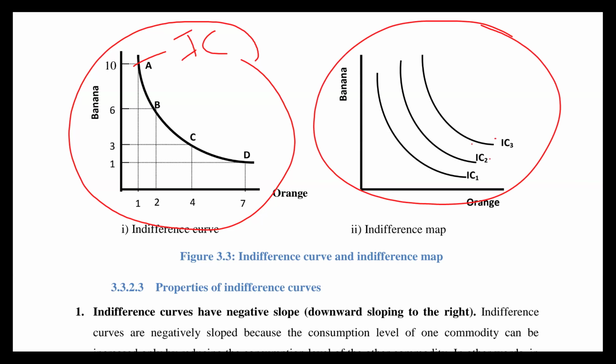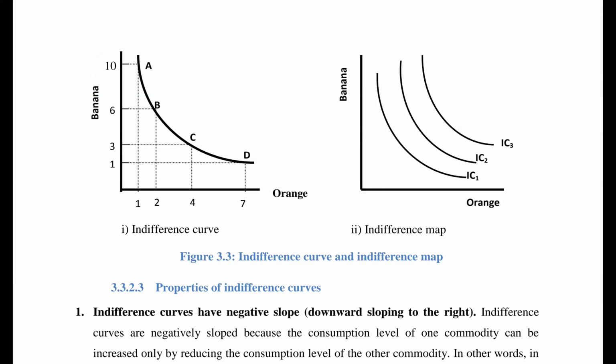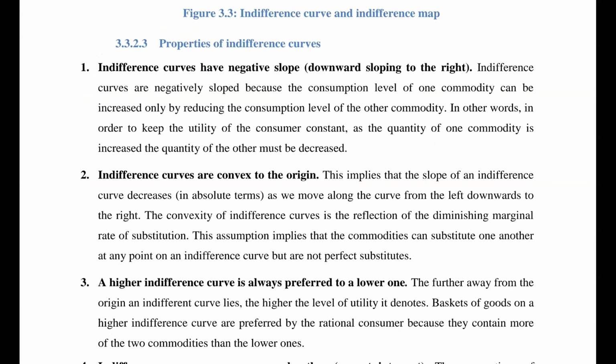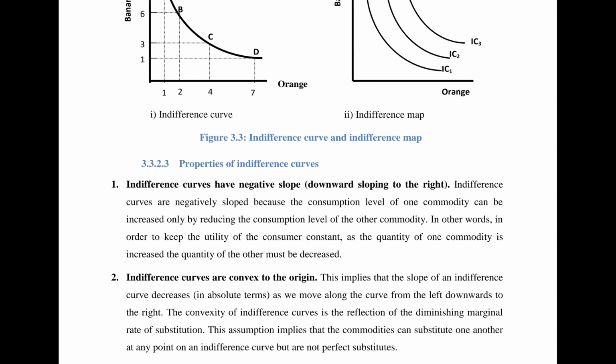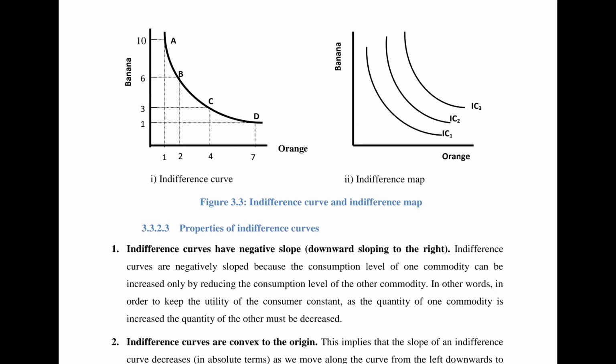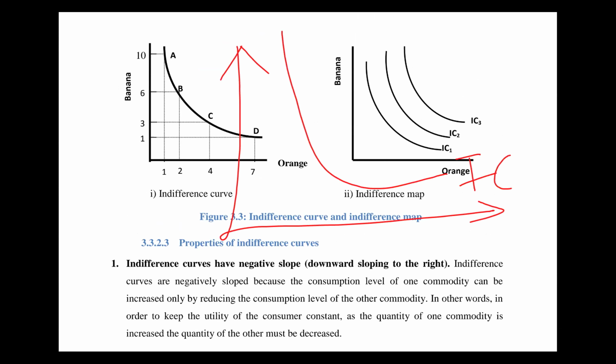Okay. At least you have known the difference between an indifference curve and an indifference map. Your question should be now, what are some of the properties of the indifference curves? One, the indifference curves have a negative slope. That is to say, they are downward sloping, usually to the right. We are registering that the indifference curves are downward sloping like this.